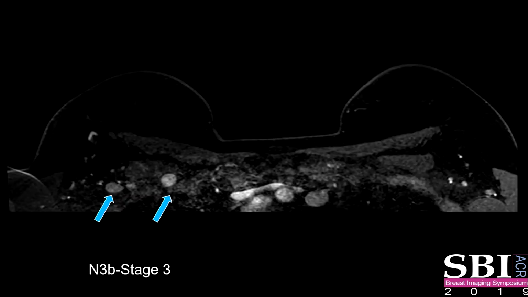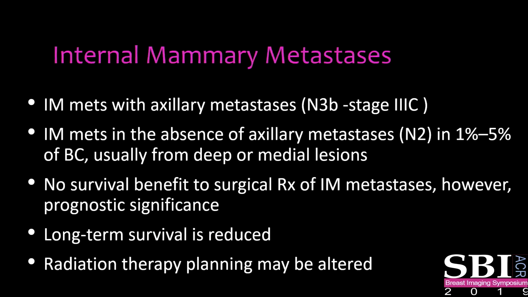If the axillary lymph nodes are involved along with the internal mammary lymph nodes, then it upstages to stage 3 disease. So it's important to identify these internal mammary lymph nodes because if there are just internal mammary lymph nodes without axillary metastases, that's N2 disease. And it's usually seen in medial lesions or deeper lesions. But typically, internal mammary lymph node metastases will be seen along with axillary metastases, which is stage 3 disease.